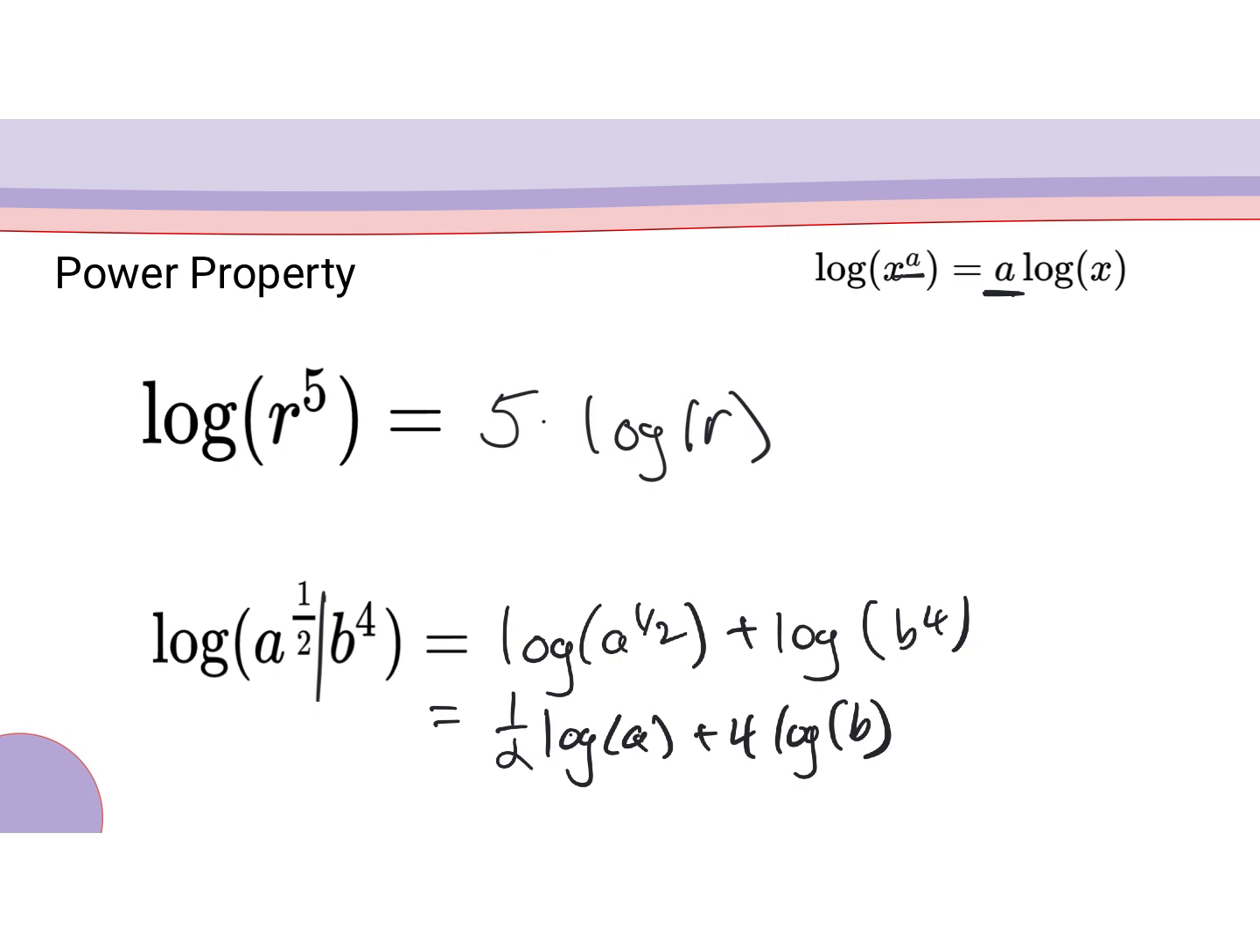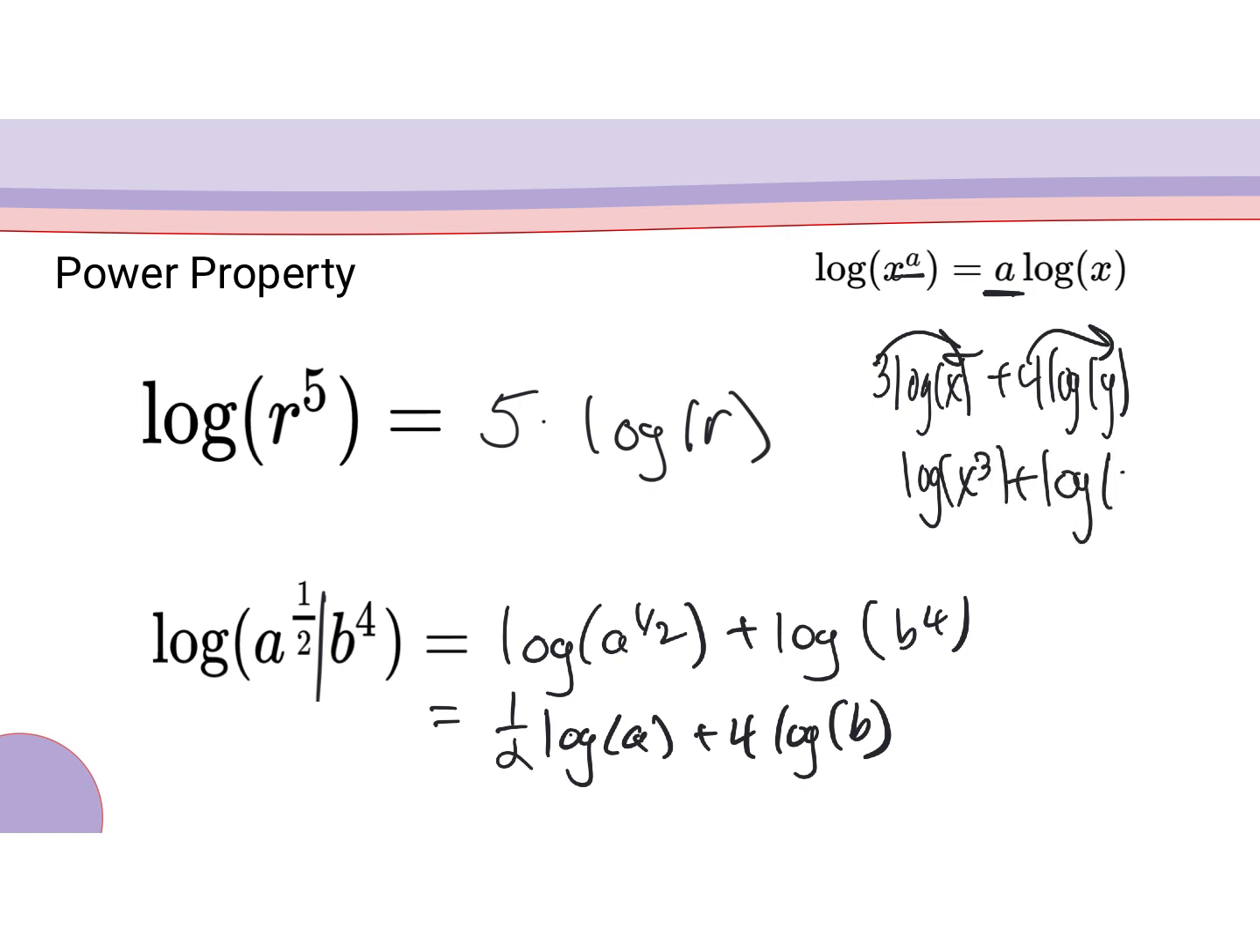And again, I can go in reverse and condense them. So let's say I've got 3 log x plus 4 log y. What that means is the exponent can go on top: log of x cubed plus log of y to the 4th. And now that they're being added, I can condense them one more time and get log of x cubed y to the 4th.